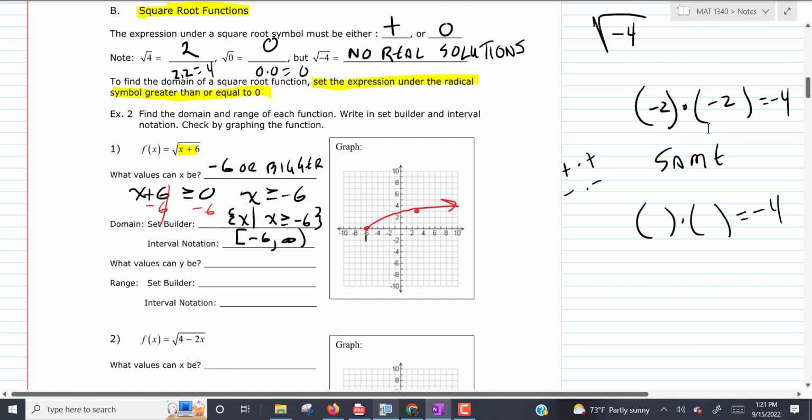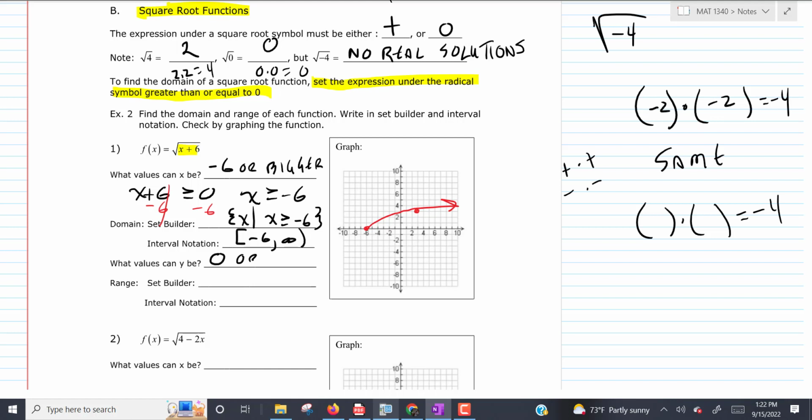So the domain is this way: -6 to infinity. Does that make sense now based on the graph? The range is this way, right? What does it look like the smallest value of y is in this graph? 0, right there. That has a y value of 0 and bigger. This thing will get bigger forever. It doesn't just quit getting bigger. So the graph is telling you that y can be 0 or bigger.